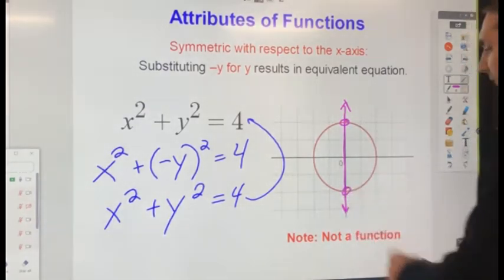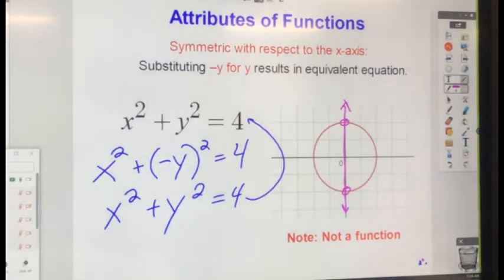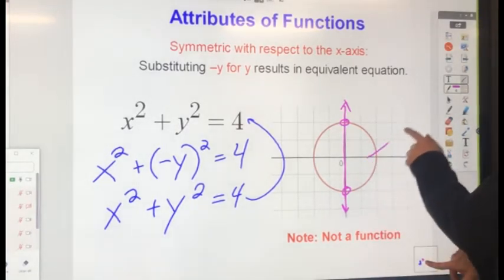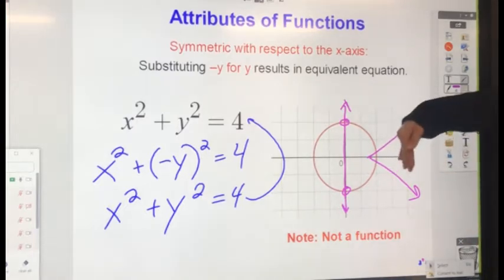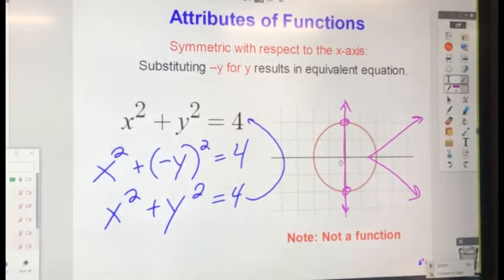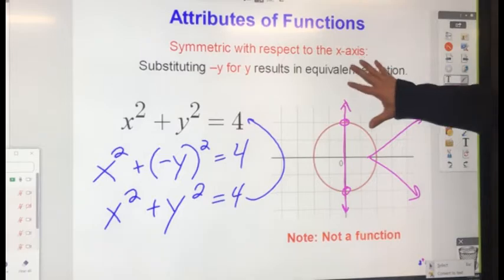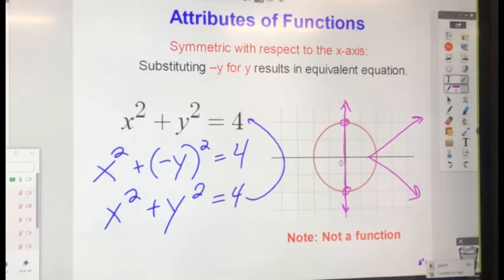That's the same as feeding 2 pieces of paper in a printer at the same time, which is a big no-no. You get a paper jam. So this is not a function. In fact, anything that is symmetrical along the x is also not a function. It will always fail that vertical line test. So we won't see too much x-axis symmetry.